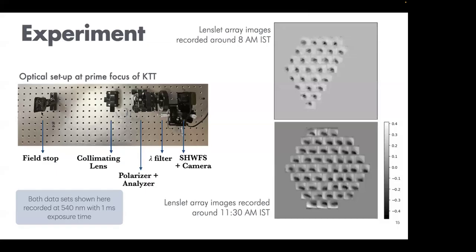So we had a field stop to choose a 20 by 23 arcsecond field of view, which would go into the Shack-Hartmann, and then just re-image that. And the polarizer analyzer combination was used just to reduce the intensity of light. And we recorded data at 540 and also at H alpha. So that was the wavelength filter, and then a Shack-Hartmann and a camera.